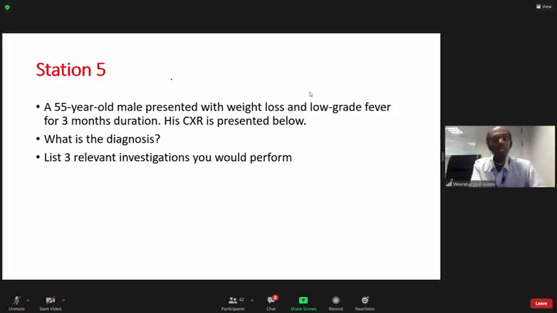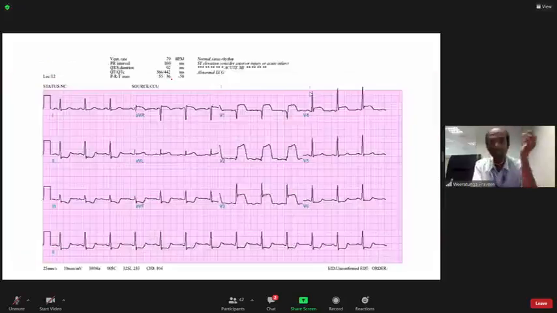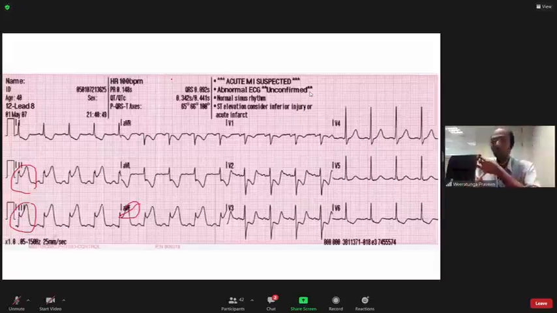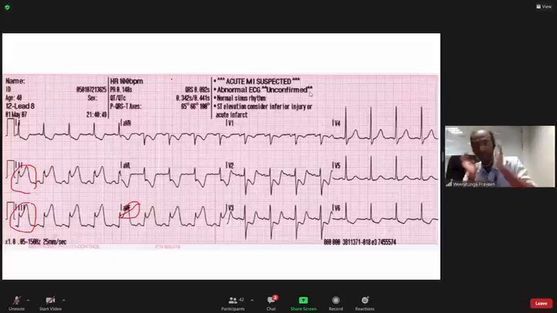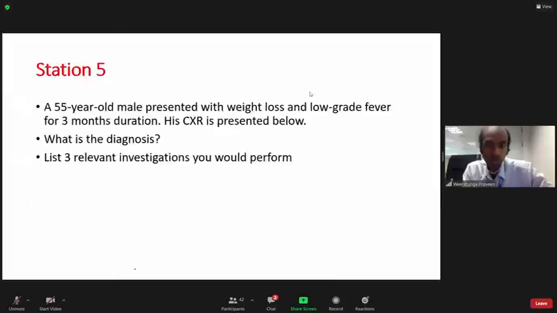So STEMI ECGs are very commonly given. Arrhythmia ECGs we have gone through. Hypokalemia and hyperkalemia are important. Bradycardia and complete heart block would be another very, very important ECG, so make sure you look at that. Any questions up to now before we move on to the chest X-rays?